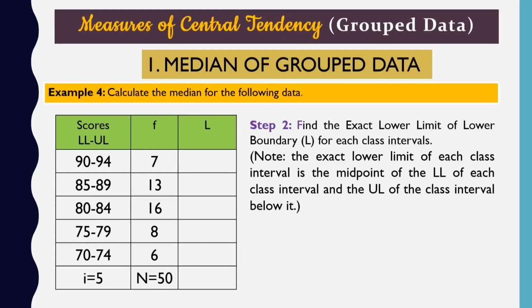After that, we continue with step 2. Again, we get the exact lower limit or lower boundary by getting the average of the upper limit of one interval and the lower limit of the next interval. And the result is 89.5 for the first interval, followed by 84.5, and then 79.5, 74.5, and 69.5.